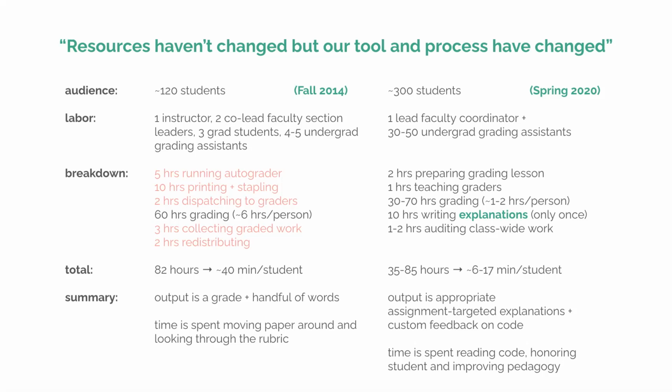So each person is grading just 1 or 2 hours, but we're able to spend a lot more time actually looking at the submission. And so the time per student is 6 to 7 minutes, but that time is spent providing assignment targeted explanations and custom feedback that is focused on the students and not focused on deductions.